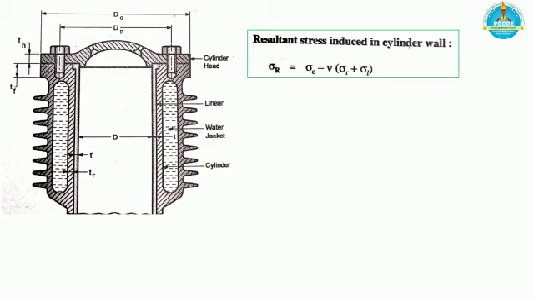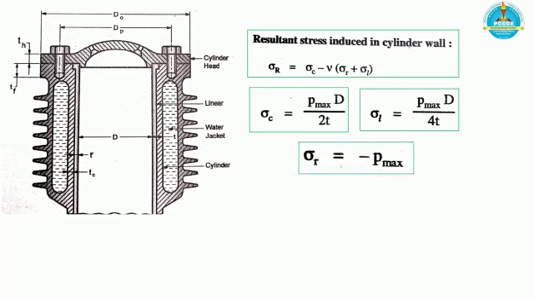So we need to calculate the circumferential stress, radial stress, and longitudinal stress, and they are given by these formulas. Already we have seen the formulas in the topic of pressure vessels, design of pressure vessel. So sigma c is P max D upon 2T, sigma L is P max D by 4T, sigma R is minus P max, that is acting in the opposite direction. So finally we will calculate the resultant stress induced in cylinder wall because all the other data are known. Poisson's ratio will be given in the problem.